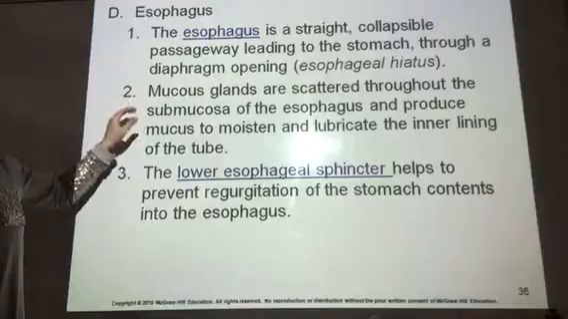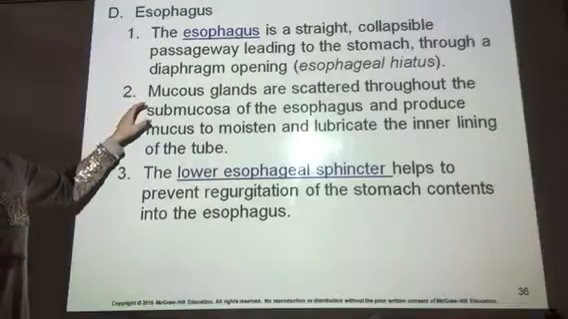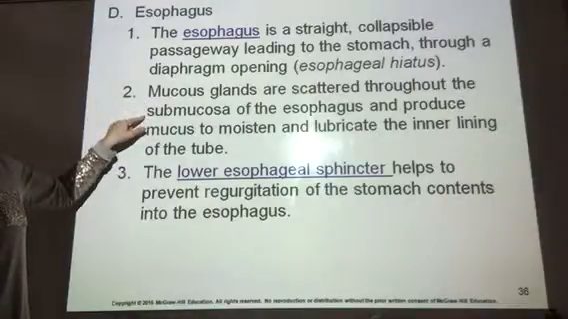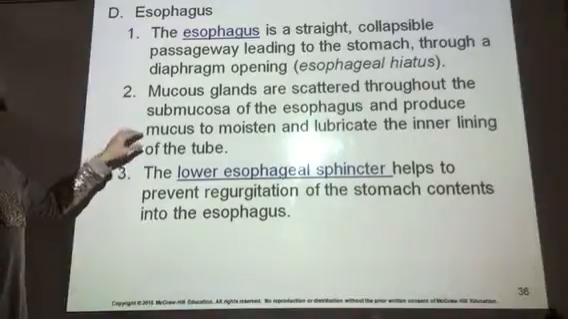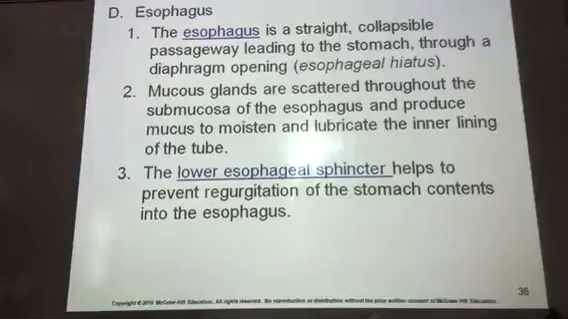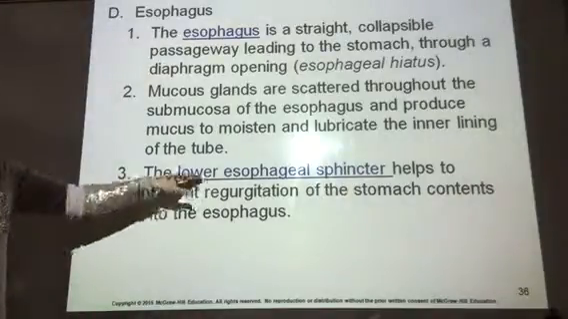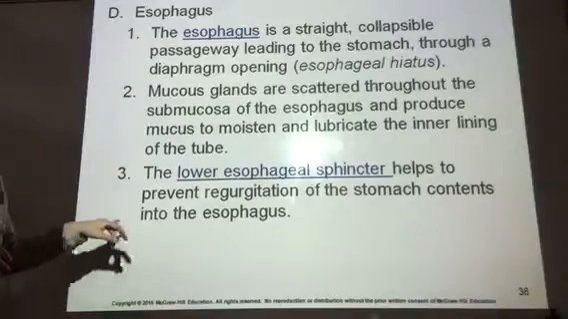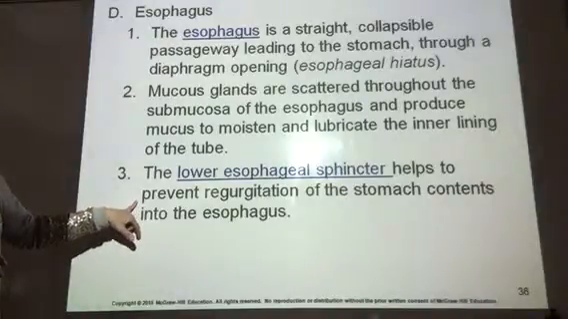Mucus glands are scattered throughout that submucosa layer. It's going to produce mucus, which will also help to moisten the food, lubricate the food, so you don't choke and stuff doesn't get stuck. That is very important. Then the lower esophageal sphincter helps to prevent regurgitation from the stomach.